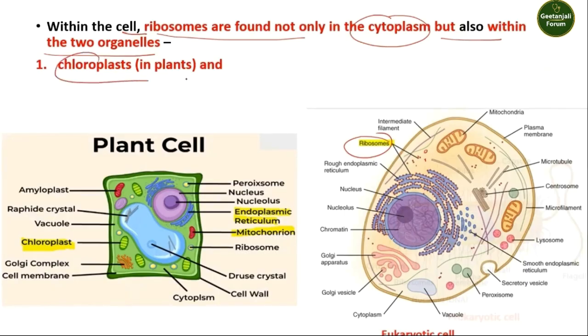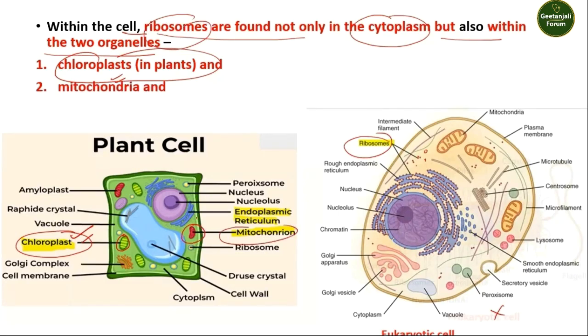Number one is chloroplast. Chloroplast is found only in plants and plant cells. These are the chloroplasts. Chloroplast is not found in animal cells. So ribosome is found inside chloroplast as well as, apart from this, mitochondria. These are the mitochondria. This is plant cell mitochondria and this mitochondria belongs to animal cell. Ribosome is found in both cells' mitochondria.